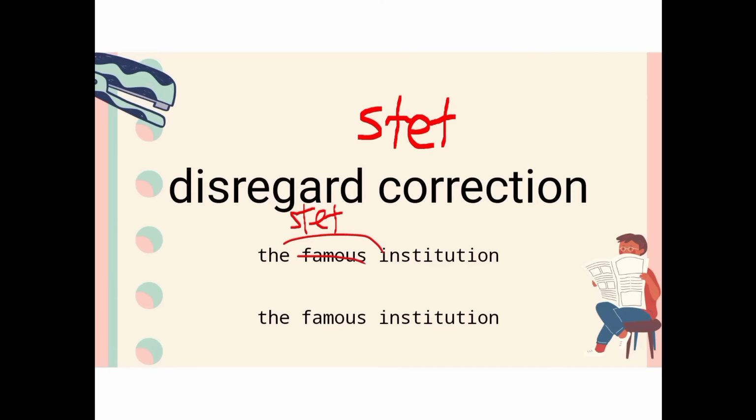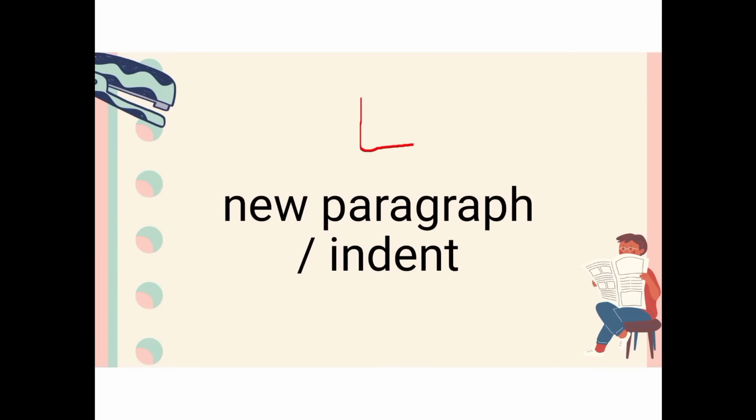This is the symbol used to indent a paragraph or to mark that it should be the beginning of a new paragraph. So here we have it marked in the beginning of the paragraph and on the word Bicol. Now let's check if that's correct.